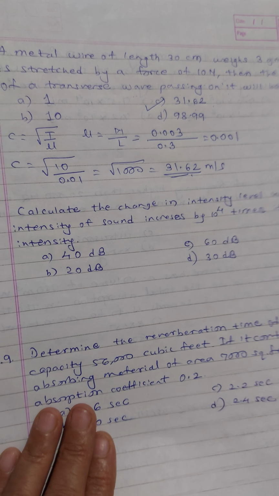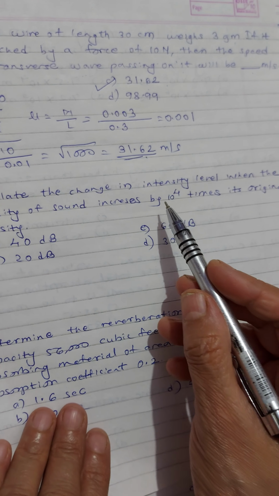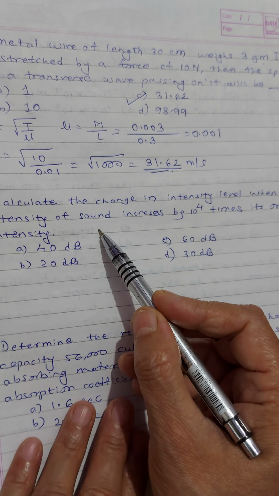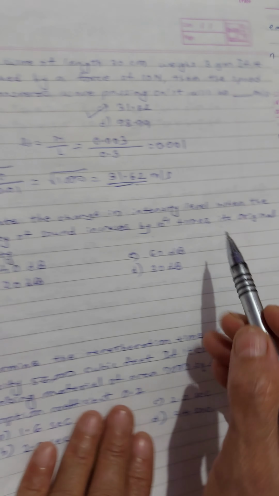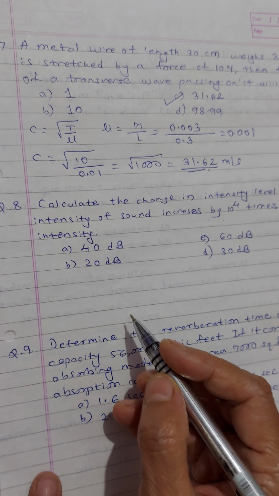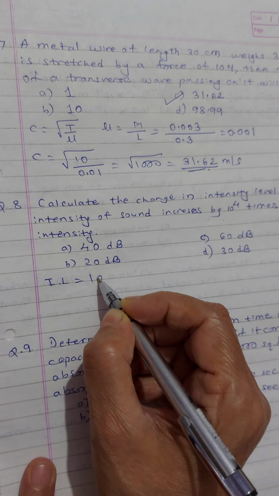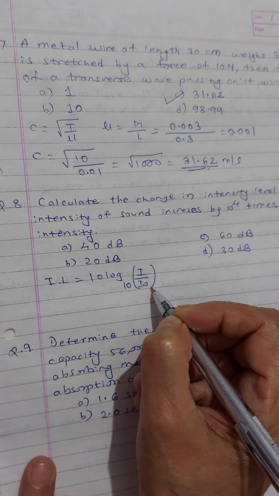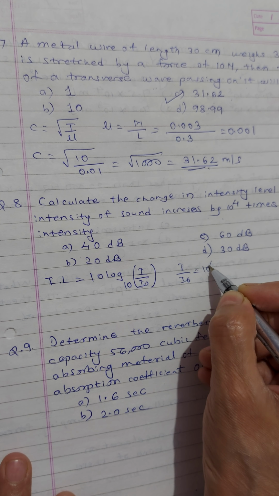We'll move towards the question number 8 now. Calculate the change in intensity level when the intensity of sound increases by 10 to the power 4 times its original intensity. That's the simplest question has been asked. So first we'll write down the formula. What is the formula to find out intensity level? Intensity level is 10 log to the base 10 I by I0. And how much I by I0 is given out to you? I by I0 is 10 to the power 4.